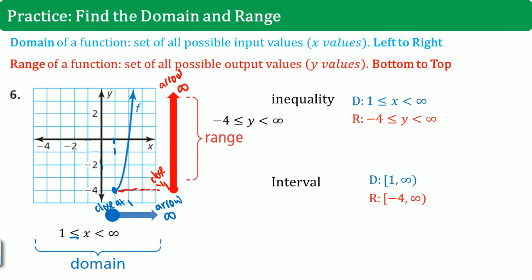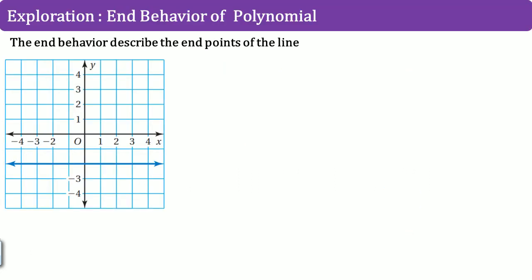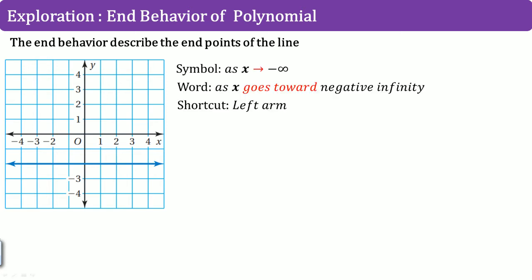That should give you a better understanding of domain and range. The next part of the video covers the exploration of end behavior. This is the end behavior of a polynomial. The end behavior describes the endpoint of a line. Here, you have a line. First of all, you're going to see this symbol: as x arrow negative infinity. What that means is as x goes towards negative infinity. That is looking at the left arm of the graph.